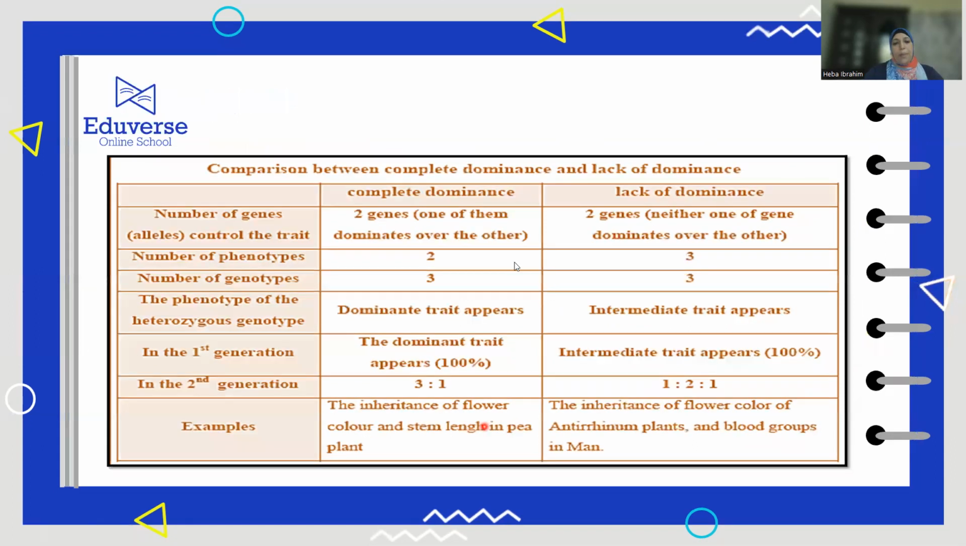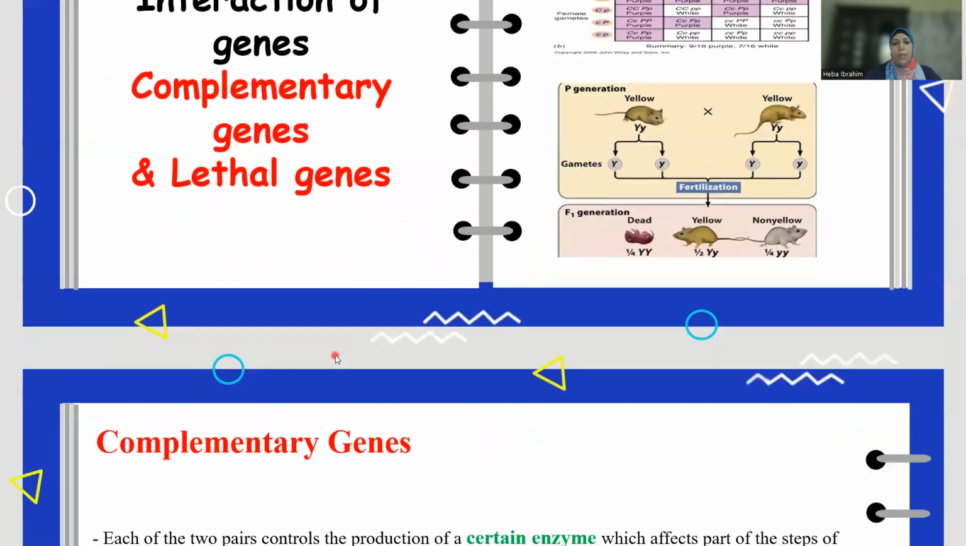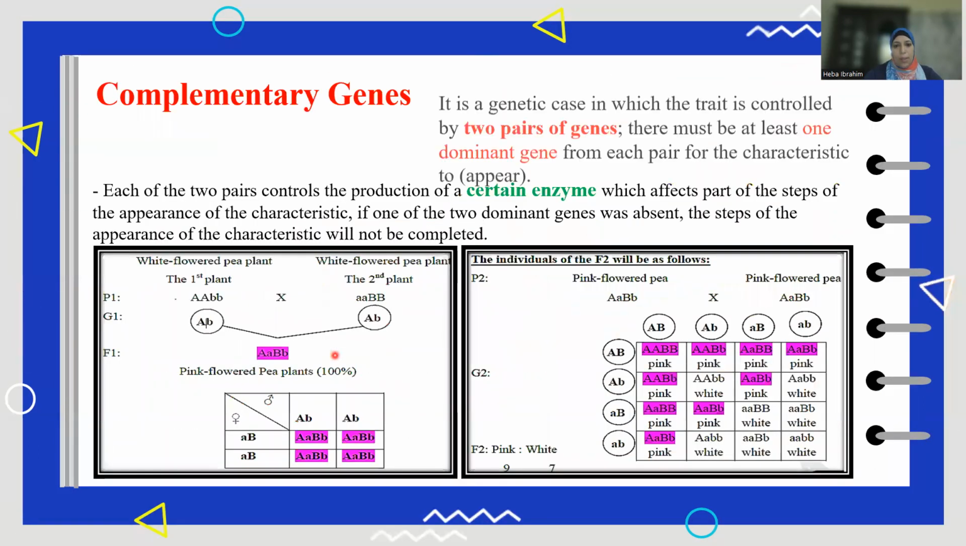And here, a comparison between complete dominance or Mendelian cases and lack of dominance. Okay, let's start with the second non-Mendelian case, which is complementary genes and lethal genes. There are two different cases. What's meant by complementary genes?